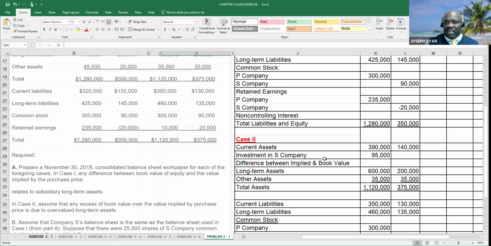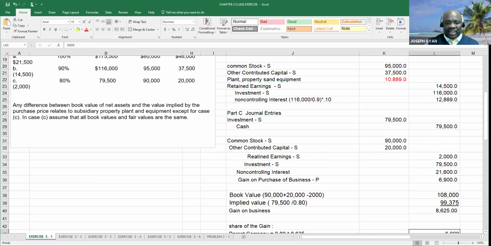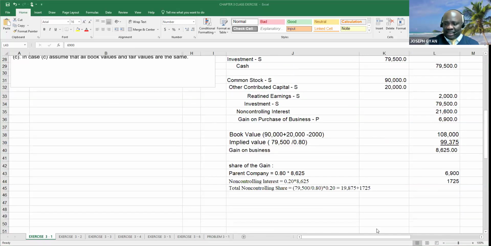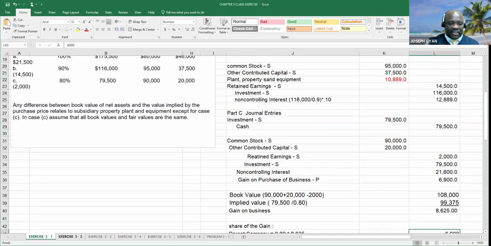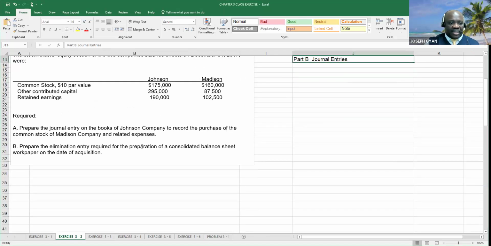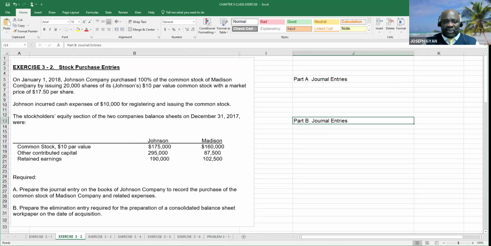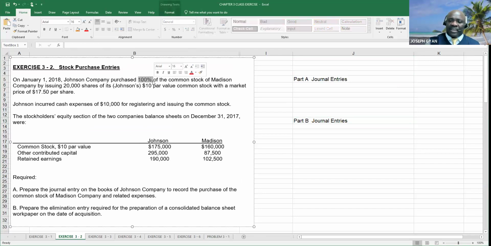I remember we did only one exercise, which is exercise 1-1. We completed exercise 1-1, and we are going to do the rest. I think this is the last exercise that we did. If you look at exercise 2-2 here, it says that in 2018, Johnson Company purchased 100%. Once you get 100% here, it means there's no non-controlling interest, because they purchased 100% of the common stock of the Madison company by issuing 20,000 shares.